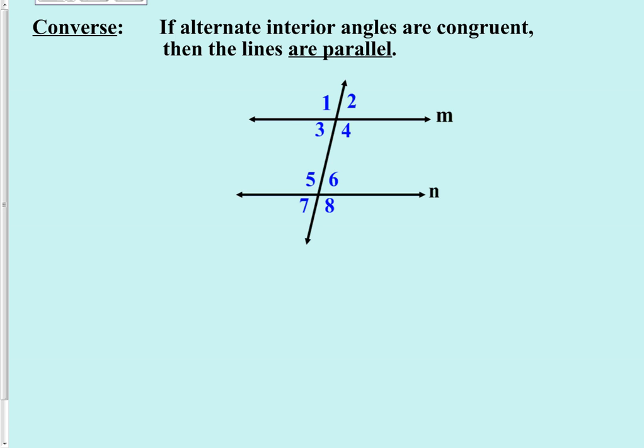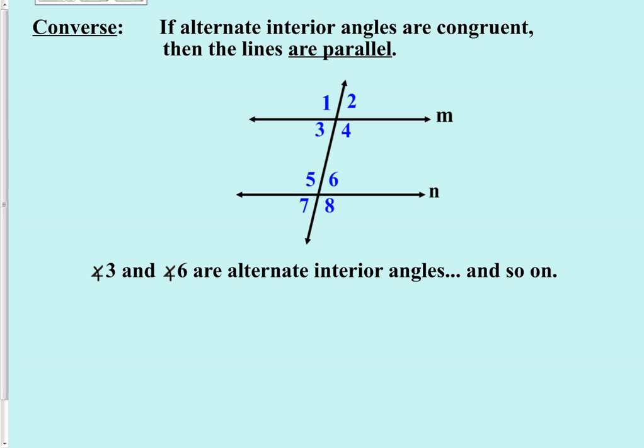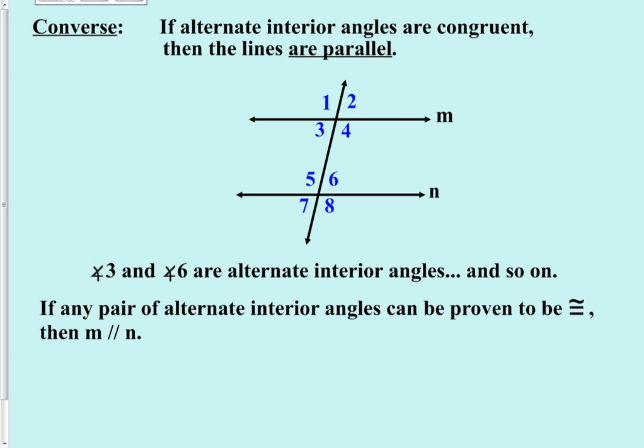Okay, so using the same diagram again, you don't have to copy it down, you've already got it. So alternate interior angles would be like angle 3 and angle 6, and also angle 4 and angle 5. Hopefully we're doing well on identifying which types of angles are which now. Okay, this converse basically guarantees if any pair of alternate interior angles can be proven to be congruent, then line M is going to be parallel to line N. So if 3 is congruent to 6, or if 4 is congruent to 5, then your two lines must be parallel.